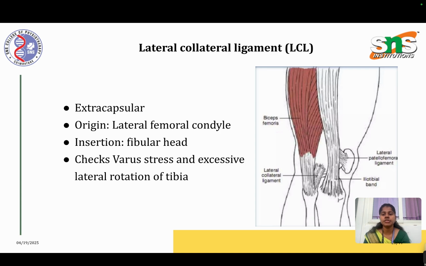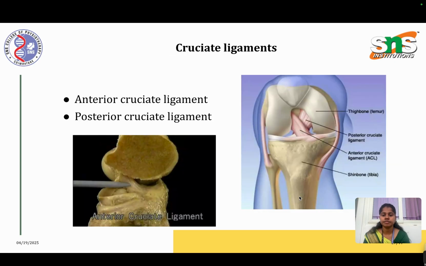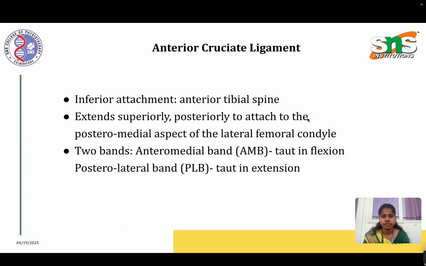Coming to the lateral collateral ligament, it originates from the lateral femoral condyle and inserts into the fibula head, and it checks varus stress and excessive lateral rotation of tibia. Coming to the cruciate ligaments, there are two cruciate ligaments, anterior and posterior cruciate ligaments. So this one is the anterior cruciate ligament and this one is the posterior cruciate ligament.